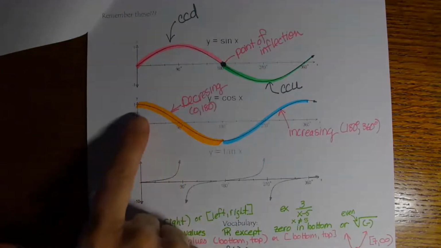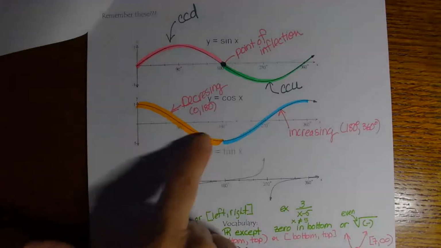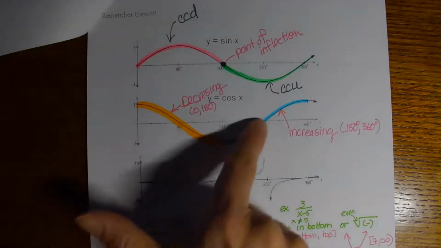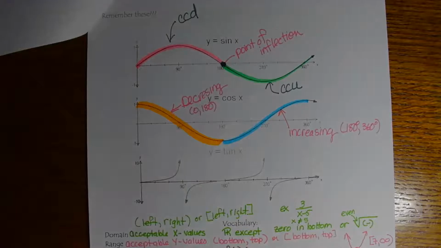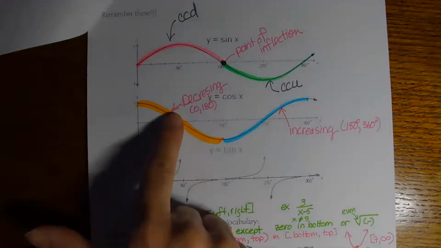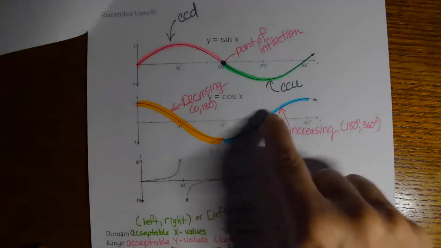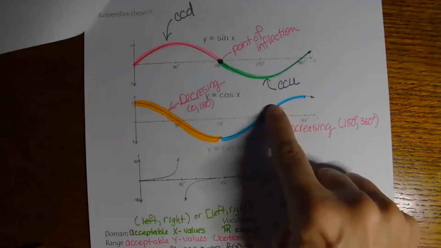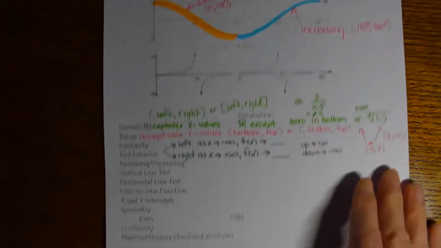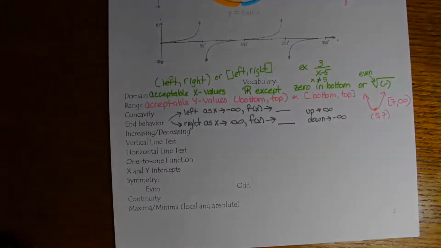Now, right here, you know that this from 90 degrees to 270, is this one concave up or concave down? From 90 to 270, that would be concave up. Then you'd have a point of inflection, and now it's going to be concave down. All right. What about the vertical line test? What is that?